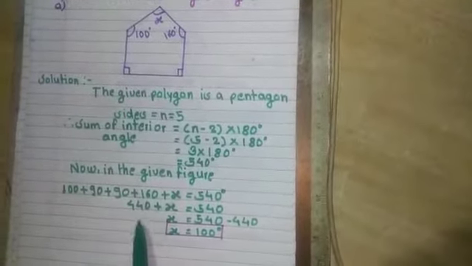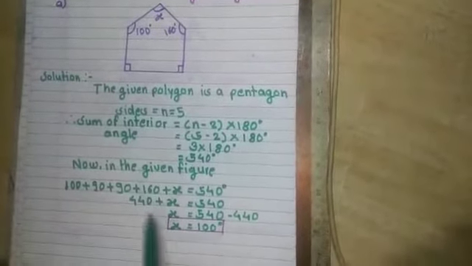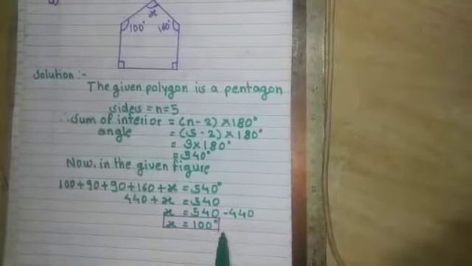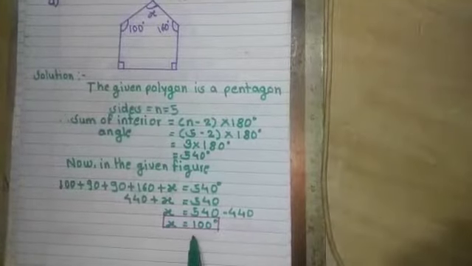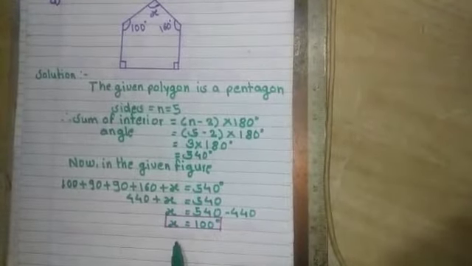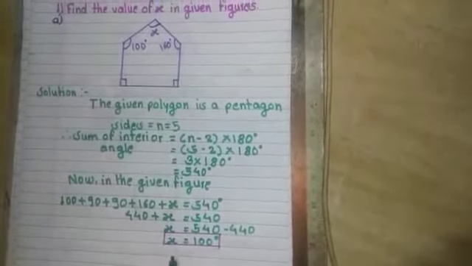So what will we do there? We will take this to that side. So the addition will become subtraction there. So x equal to 100 degrees we will get. So the answer is x equal to 100 degrees.